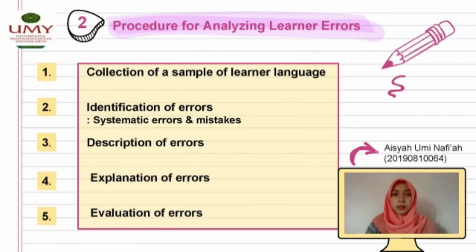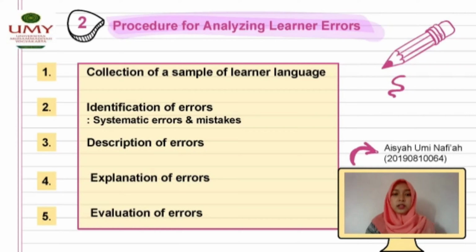Here I want to explain the procedure for analyzing learner errors. The first is collection of a sample of learner language. It can use samples from some learners that are collected over a fixed period to determine patterns of change in the occurrence of their errors.